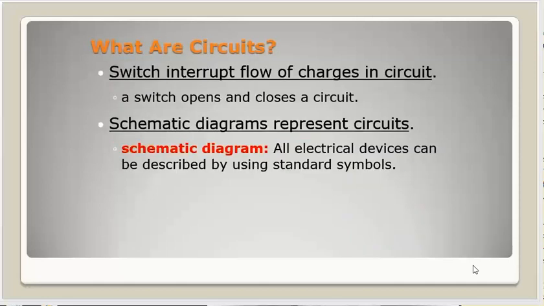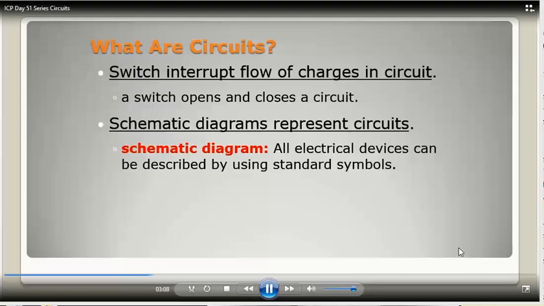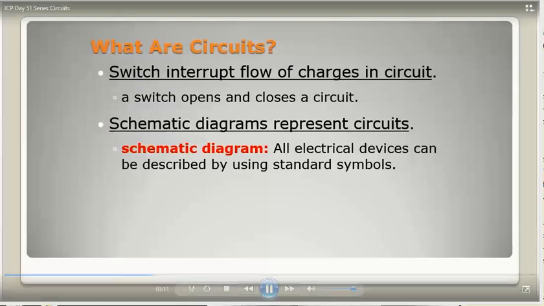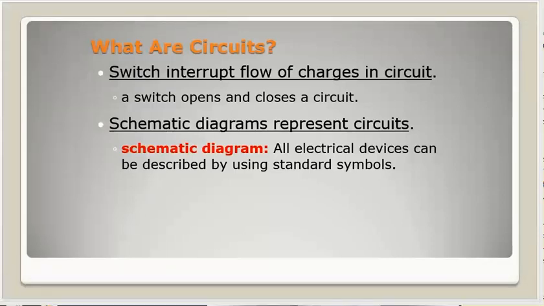What are circuits? A switch interrupts the flow of charges in a circuit. A switch opens and closes a circuit. Schematic diagrams represent circuits. In a schematic diagram, all electrical devices can be described by using standard symbols. Schematic diagrams are used quite a bit by electricians, and we're going to actually do some work with these schematic diagrams in the next couple days.